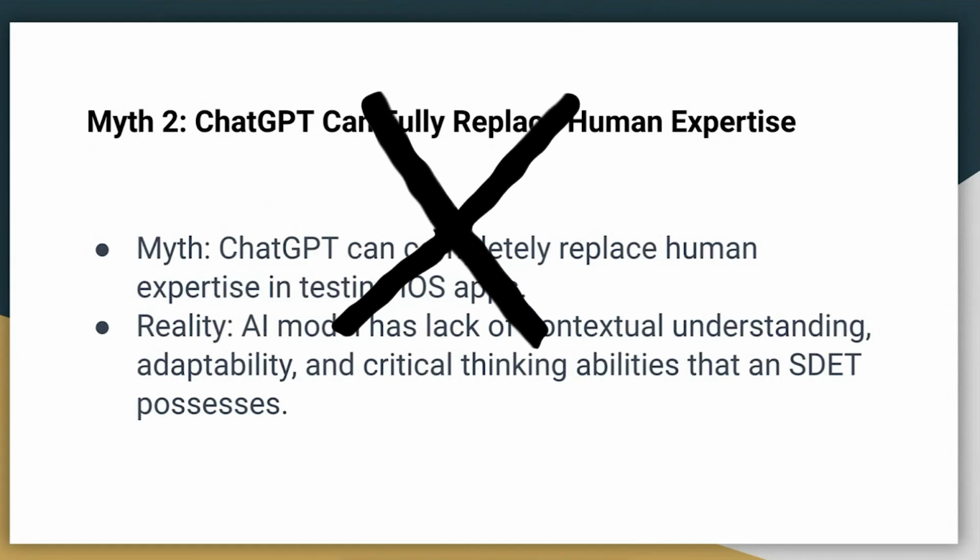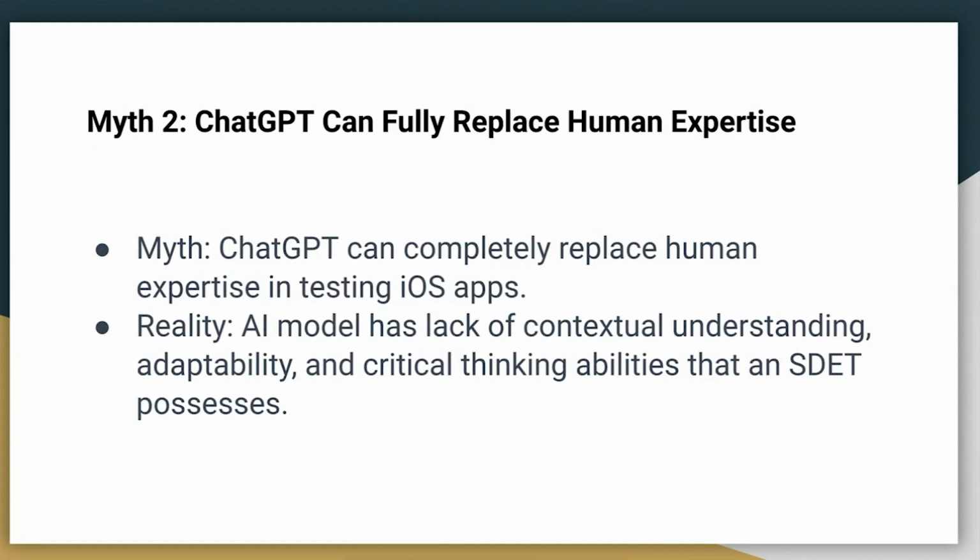Myth 2: ChatGPT can fully replace human expertise. Another misconception is that ChatGPT can fully replace the expertise of an iOS quality assurance developer. While ChatGPT is powerful, it cannot match the critical thinking, contextual understanding, and adaptability of a human software development engineer in test. It lacks the deep problem-solving and analytical skills that an experienced mobile QA engineer brings to the table.